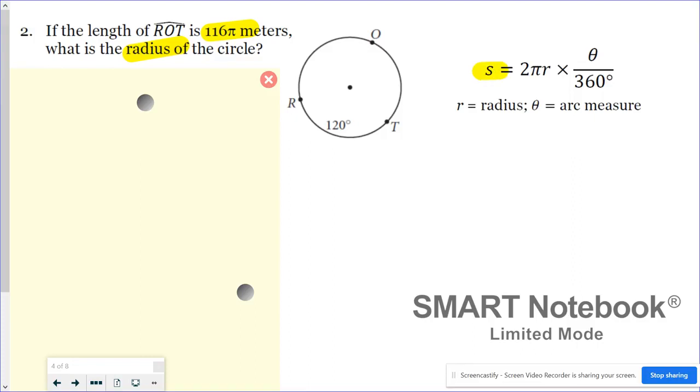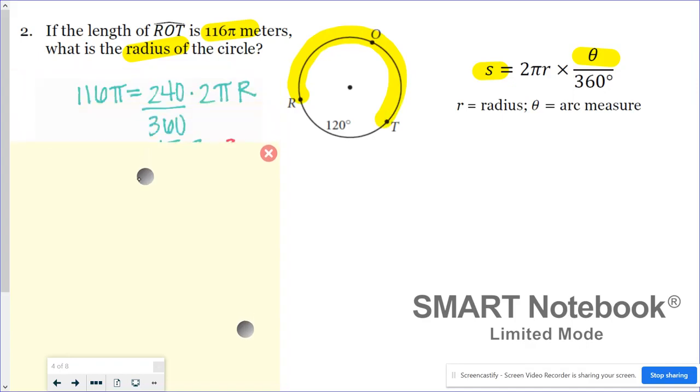We know the arc length, and we technically know theta, the degree measure of our arc. If you look at your circle, 120 is not the measure of arc ROT. ROT would be 360 minus that. So we do need to do that math, but we know that it would be 240. So I'm just going to substitute everything I know into my arc length formula. And then it's just a matter of simplifying this and eventually solving for R.